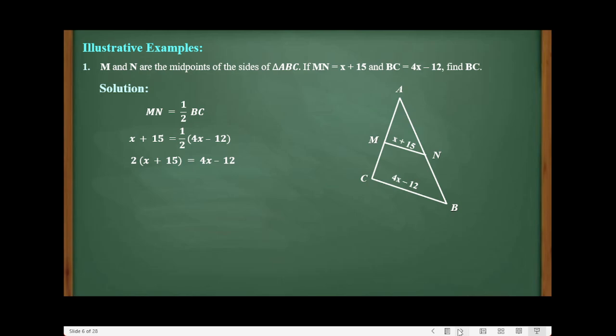Now, simplifying the left side, we have 2x plus 30, which is equal to the right side, which is 4x minus 12. So, transpose 4x, I think, to the left and 30 to the right, isolating those terms in terms of x, and separate them with the constant term to the right. Okay?